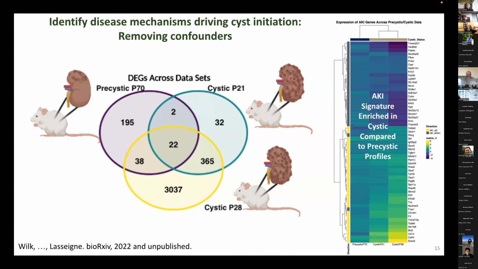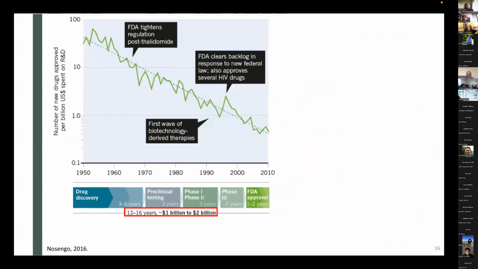So this pre-cystic data set, this 195 genes here that you see, plus the 38, 22, and 2. That is our signature that we're trying to identify drug targets and repurposing agents against. So before we talk about exactly how I did that, I want to just mention briefly why drug repurposing.